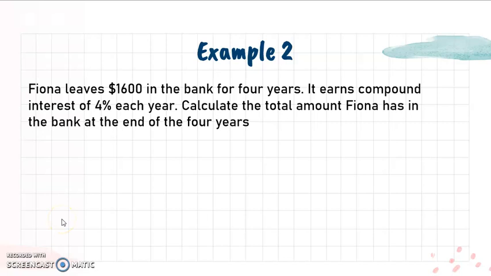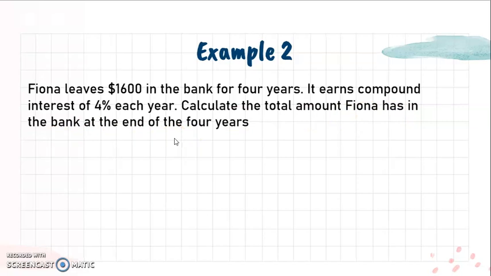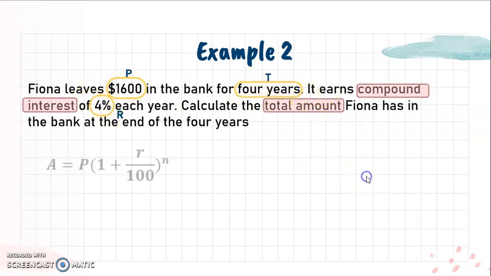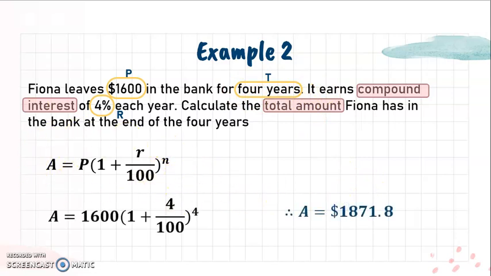Fiona left £1,600 in the bank for 4 years. It earned compound interest of 4% each year. Calculate the total amount Fiona has in the bank at the end of 4 years. Let's say you have to highlight all the key information first. Okay, so in this case, it uses compound interest and it wants the total amount. We have a principal of 1,600 with a given rate of 4% and the time is 4 years. Now, apply this formula. Once you apply this formula, you'll get your final amount to be $1,871.80. Okay?